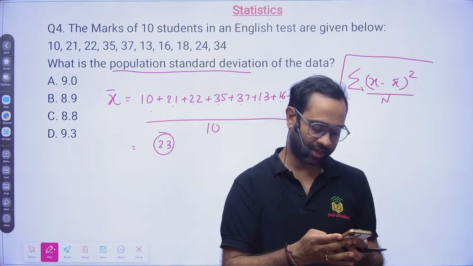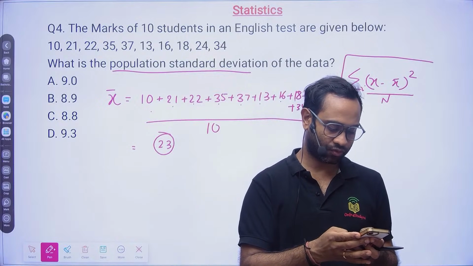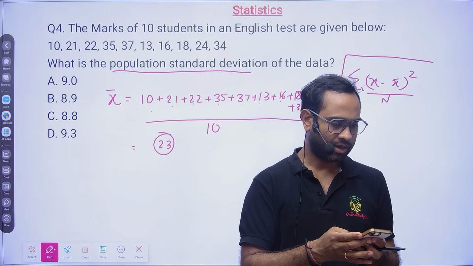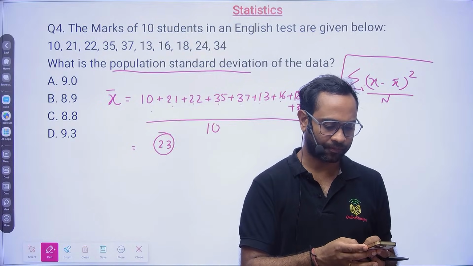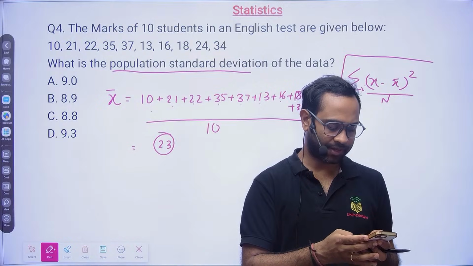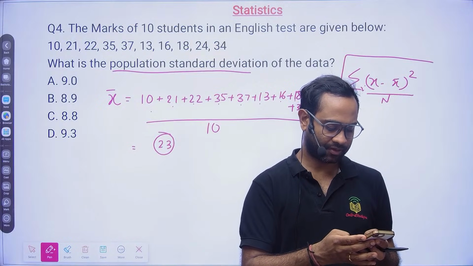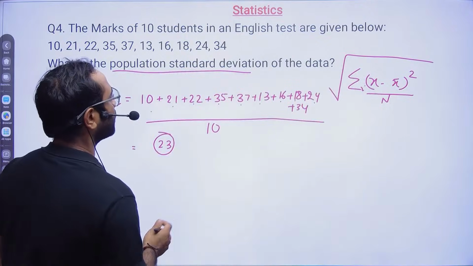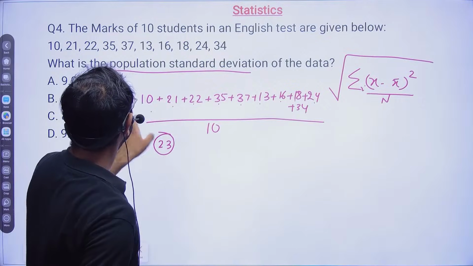So 10 plus 21 plus 22 plus. So calculations will be here. There is no doubt. And there is no option also. 16 plus 18 plus 24 plus 34. It will be 230. 230 by 10 is 23. Now this is our x bar.